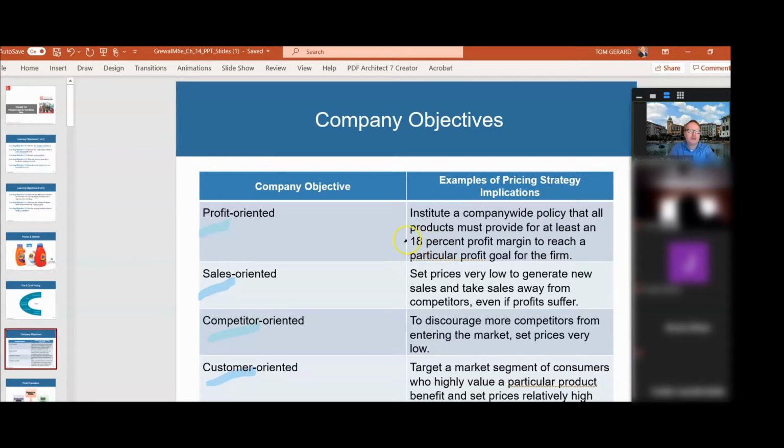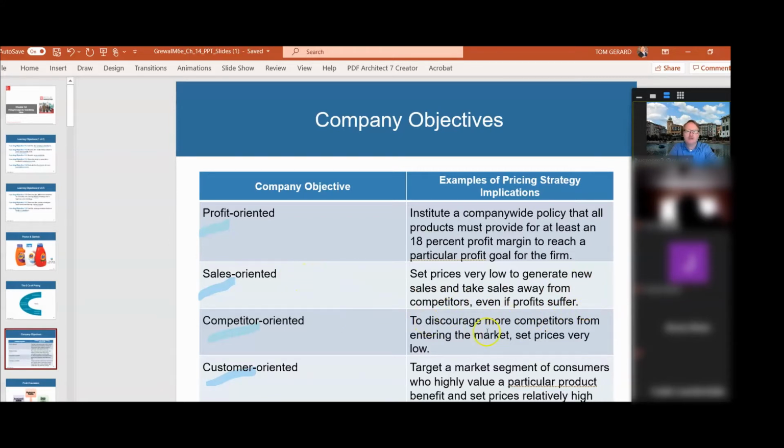If you're a grocery store and you make 10%, you're doing good. Probably more like 5 to 7% in grocery. If you're in a retail environment where you're selling in a retail store, you might be at a 40% profit margin, right? So that is all dependent upon where you are in the value chain and what type of business. But anyway, they're just saying, what is our profit goal, right? Our sales goal: set prices very low to generate new sales, take away from competitors even if profits suffer.